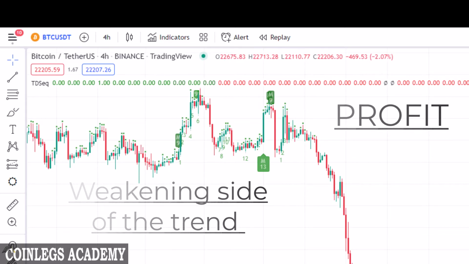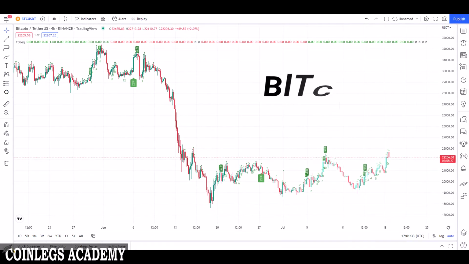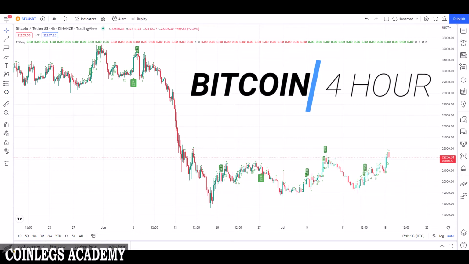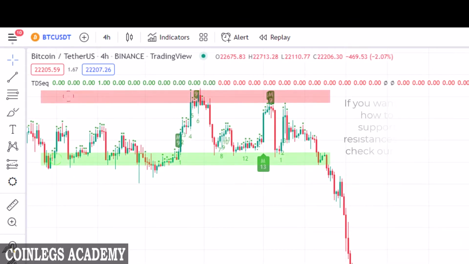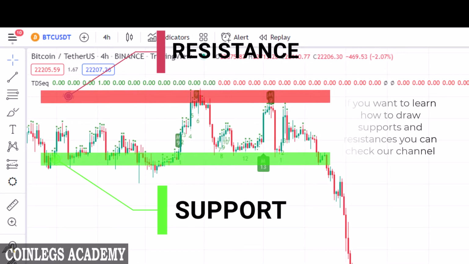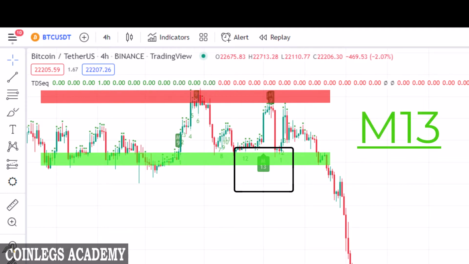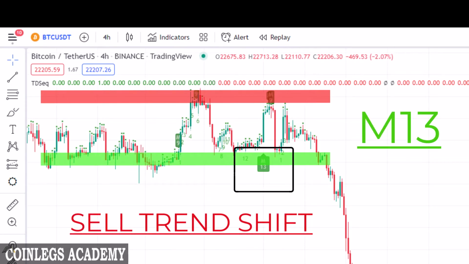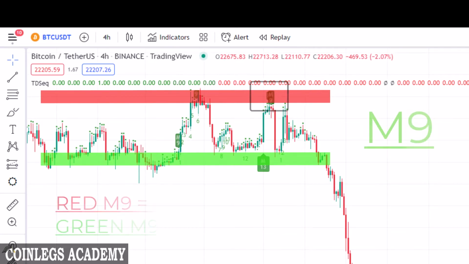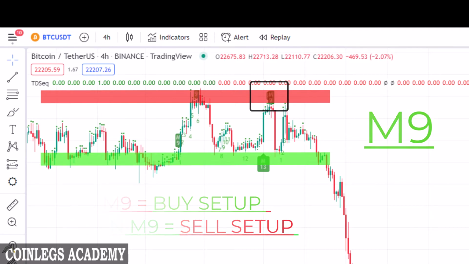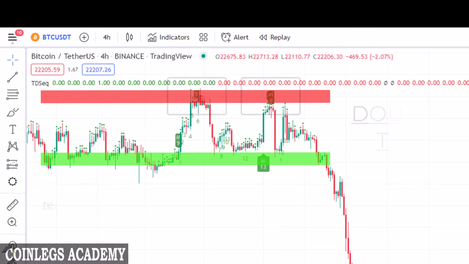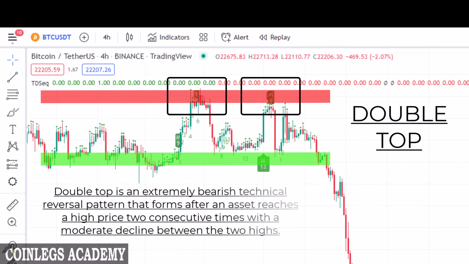For this example, we are on the Bitcoin 4-hour chart and we are looking at the last M13 signs. Here we have our support and resistance zones. We have a green M13 signal, which means the trend has a possibility of shifting to sell. We also have a green M9 signal after the possible trend change signal. In this area, we can see our double top. After the double top, price tests the resistance zones and the resistance zone is working.